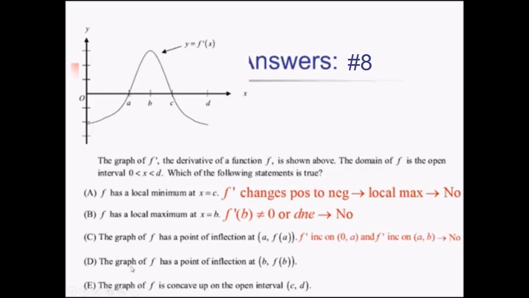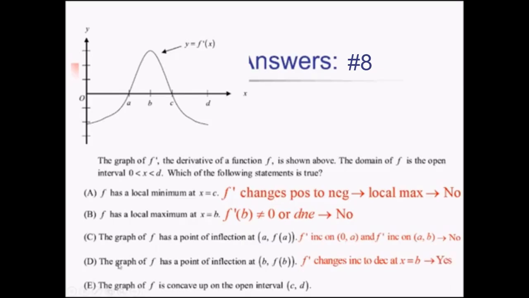All right, so next one. Point of inflection for f at b, f of b. Well, there is a direction change. The f prime is changing from increasing to decreasing at x equals b. So therefore, we do have a point of inflection on the graph of f there. So that's a yes. We're probably going to pick this one, but let's just check out choice E.